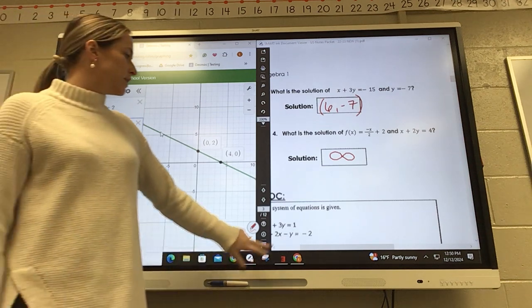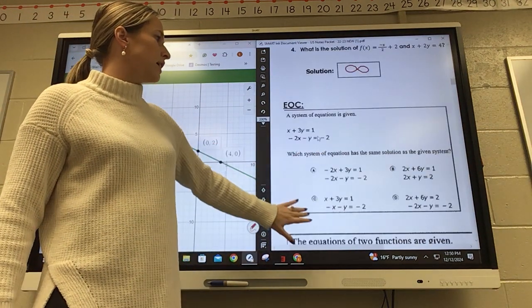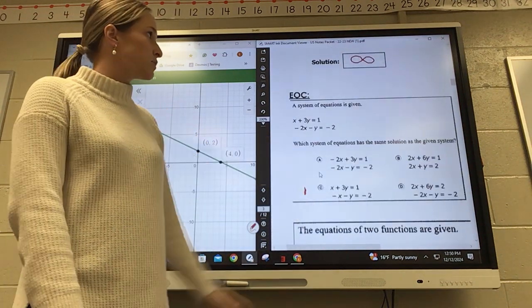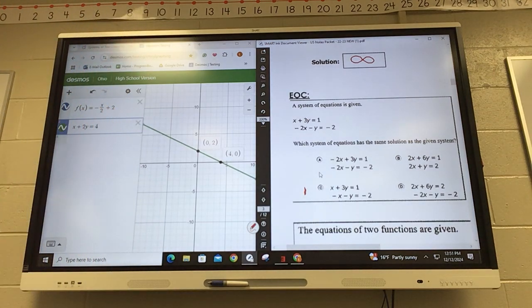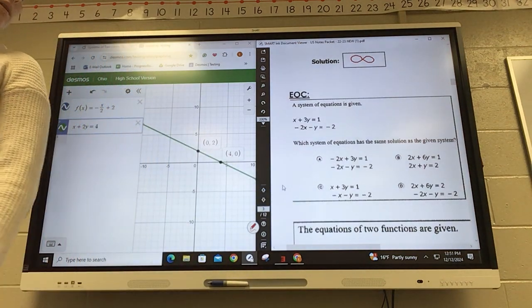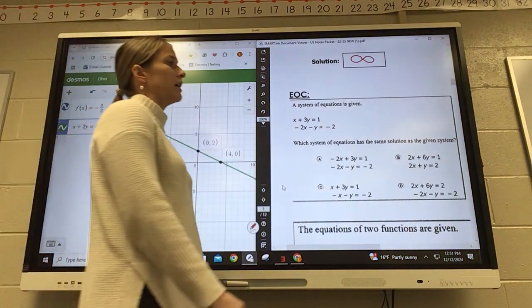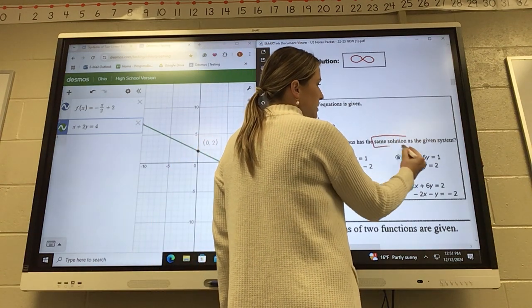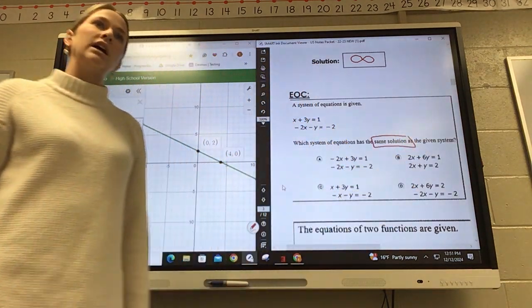All right, let's go on to this last one. Well, not the last one. I lied. This next one. A system of equations is given, and it gives you the first system. Which system of equations has the same solution as the given? So same solution means the same answer, the same intersection point.